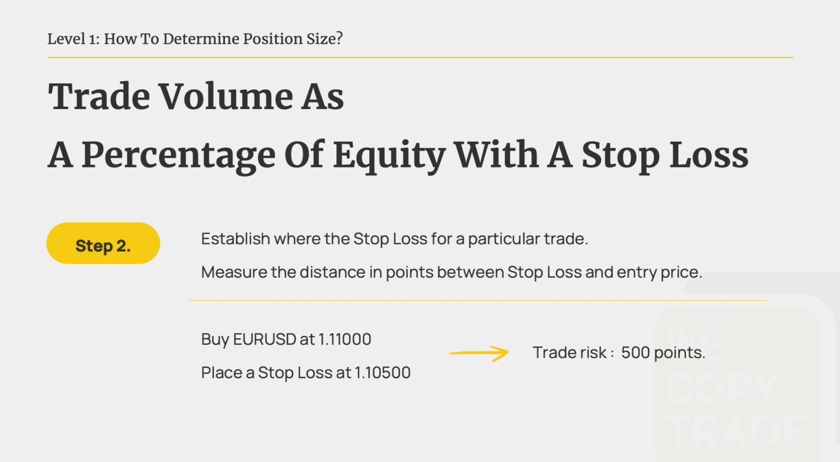If you want to buy Euro-USD at 1.11000 and place a stop loss at 1.10500, your trade risk is 500 points.